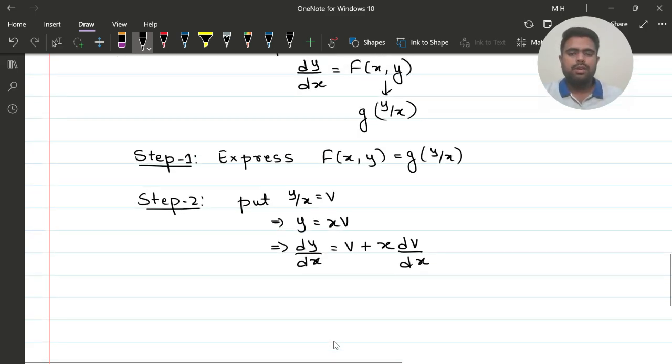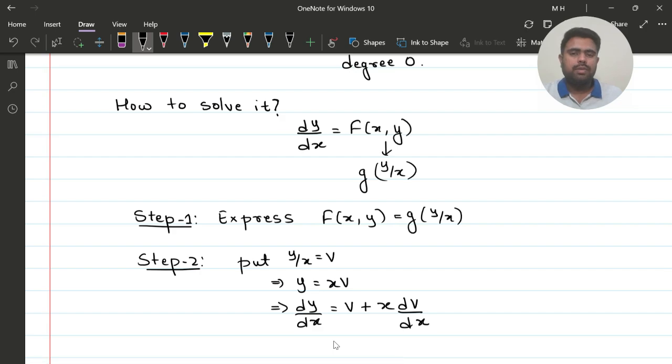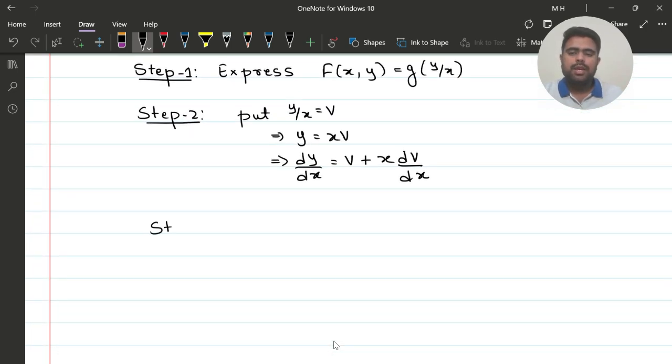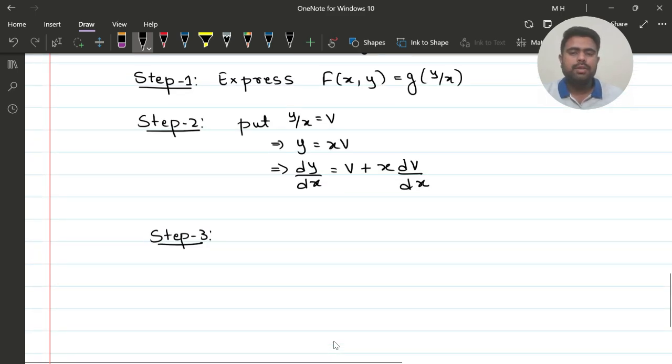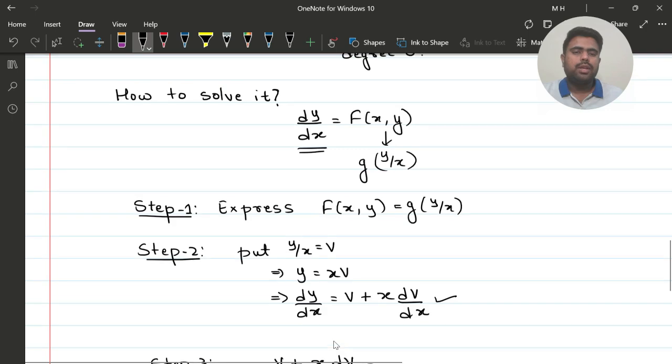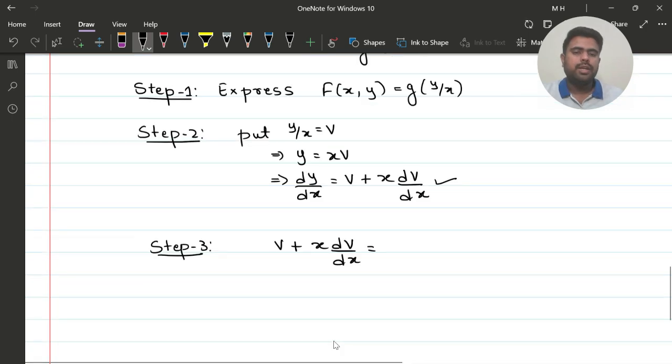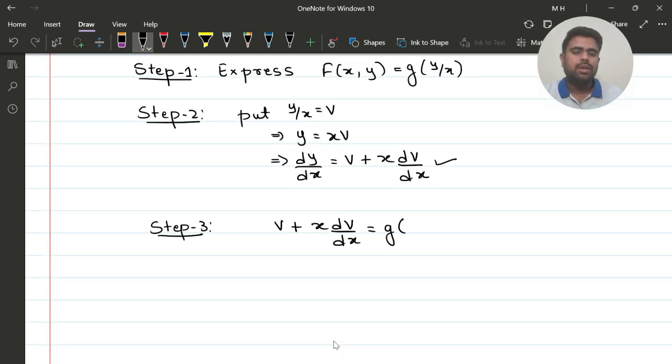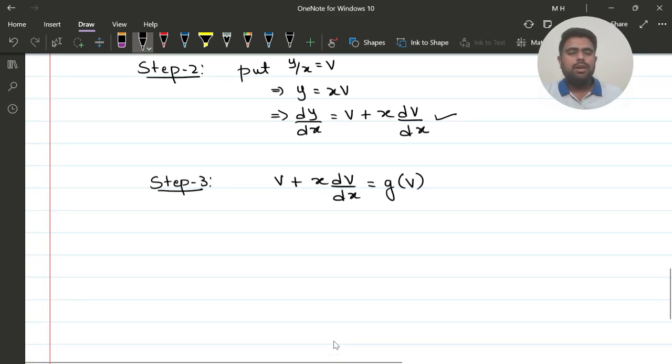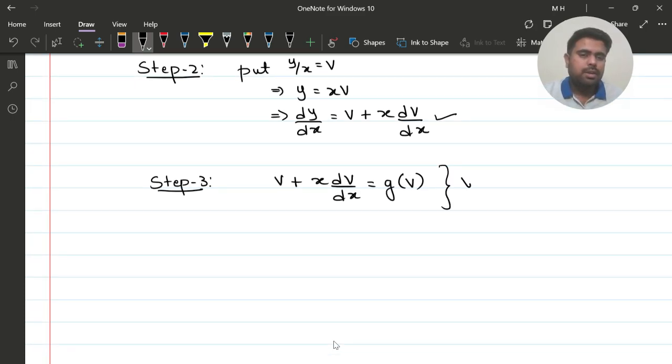Okay, so therefore what will be our differential equation now? So in step 3, on the left hand side we had dy by dx. What is dy by dx here? dy by dx here is v plus x dv by dx is equal to, on the right hand side we have f of x comma y. Now we have written it as g of y by x, so I will write it as g of v. Okay, now this differential equation is a variable separable differential equation.